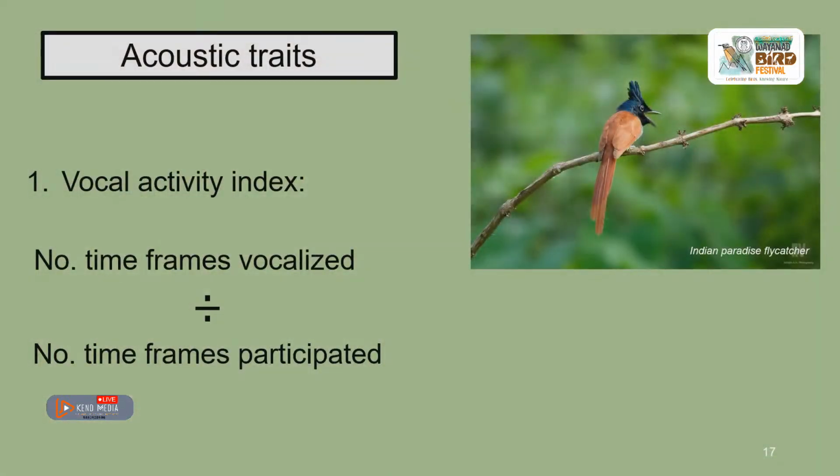Now, what can we do with this information? A straightaway answer is we can calculate the vocal activity index. We have the number of time frames in which a particular species had vocalized while being part of a flock. And we also have the total number of time frames in which the species was actually a participant of the flock. So a basic division would give us a probability of that species vocalizing when it is part of a flock. This is the vocal activity index, and this was done using visualizations.